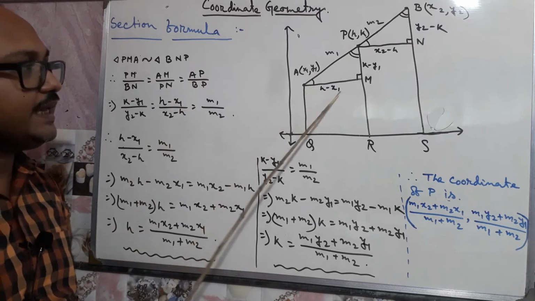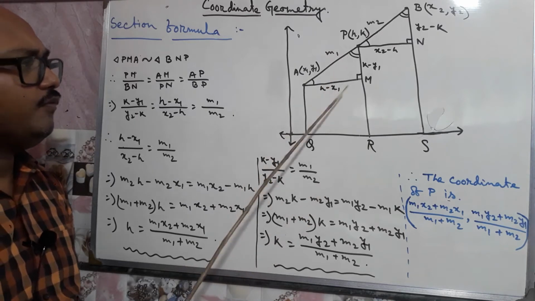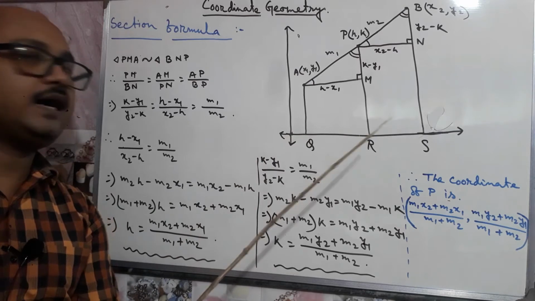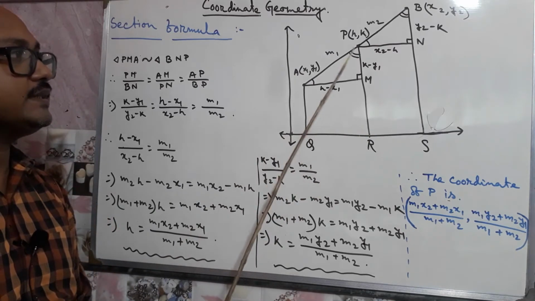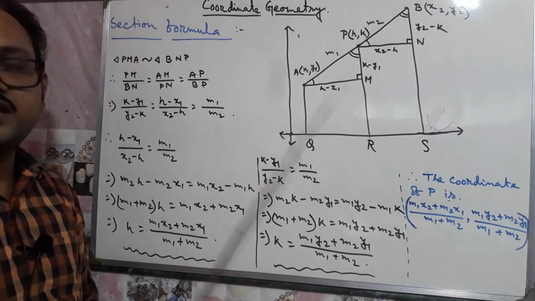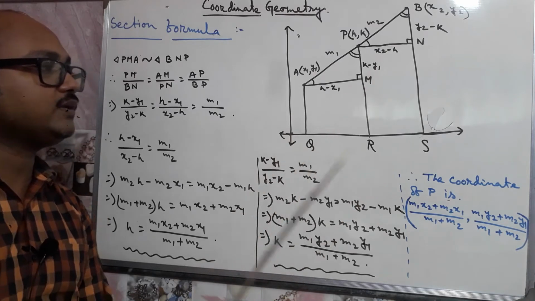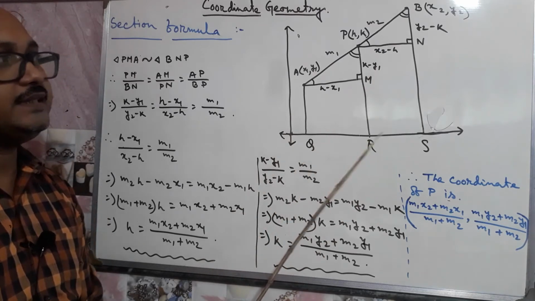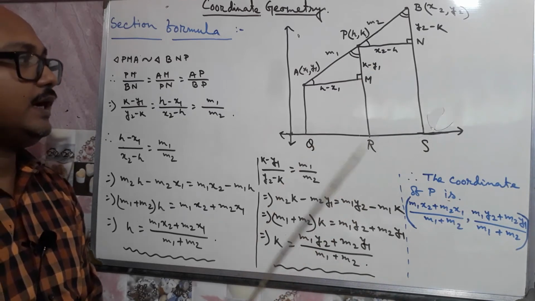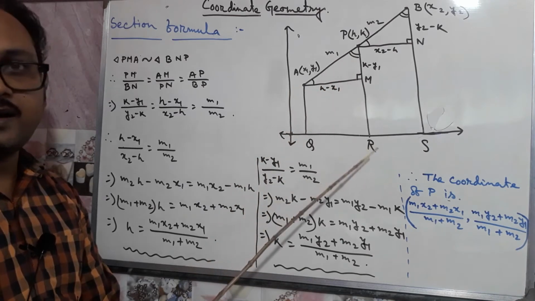Now, what are these lengths? AM is equal to x1 minus h. Why x1 minus h? You see, from the origin, the length of OR is h, and OQ is equal to x1. So QR is equal to x1 minus h. Similarly, OS is equal to x2 and OR is equal to h, so RS is equal to x2 minus h. Similarly, AQ is y1 and PR is k.